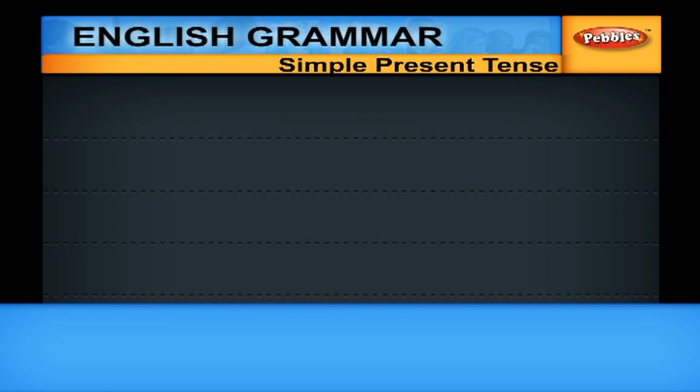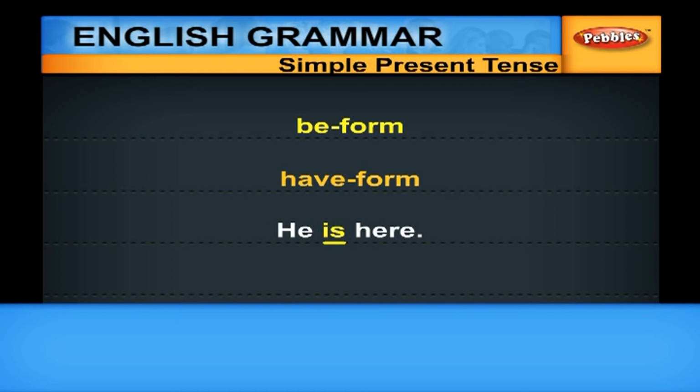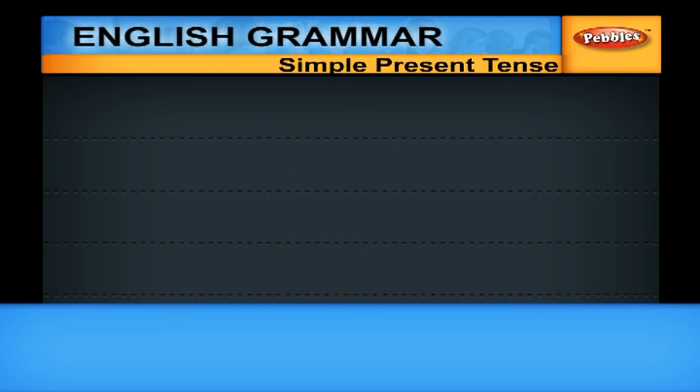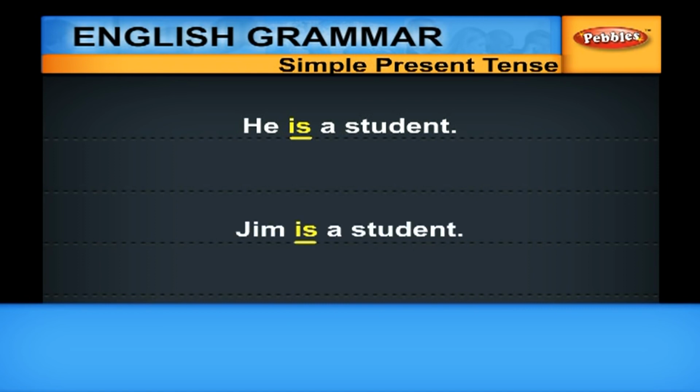We can also use be form, have form as a main verb for simple present tense. You can say, he is here or Tom is here. He is a teacher or Anne is here. He is a student or Jim is a student. We are using auxiliary is as a main verb.